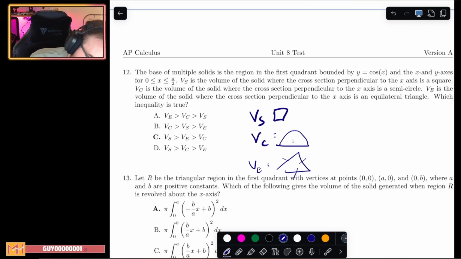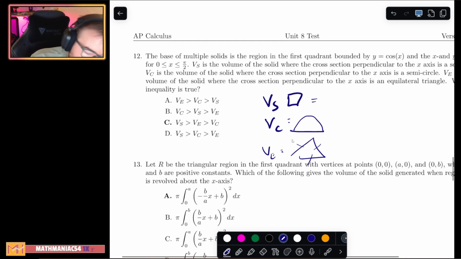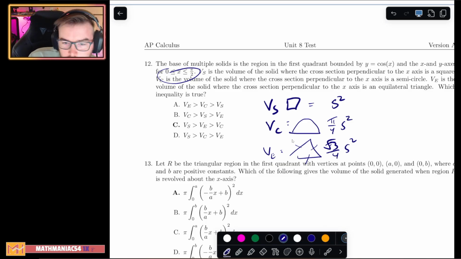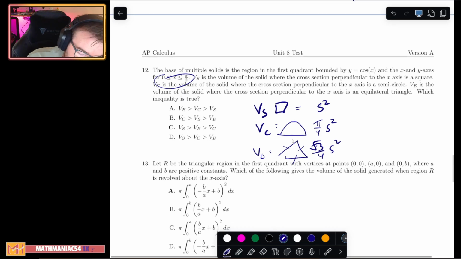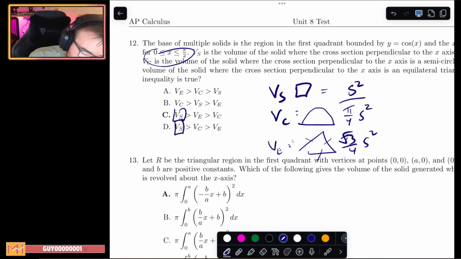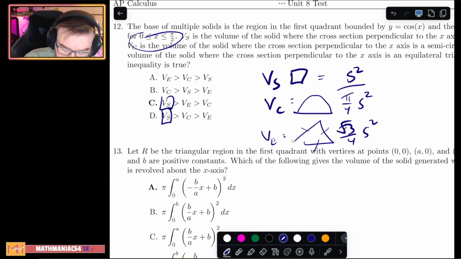Which inequality is true? So they all have the same S, right? Because they all have the same region. And so this is a pretty solid question where it's just like, okay, which one has the biggest volume? Right? Which one has the biggest volume? And so the square is coming out the biggest. All right? So it's got to be C or D. So then the question is, which one's bigger, the equilateral triangle or the circle?